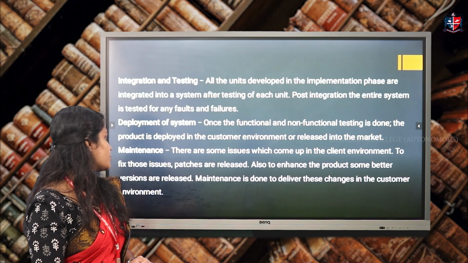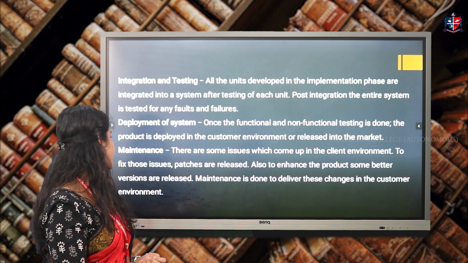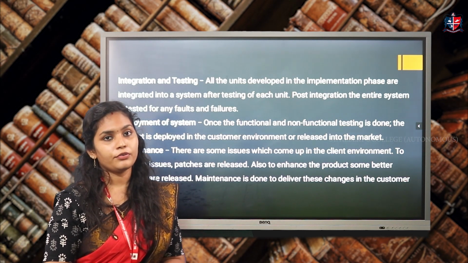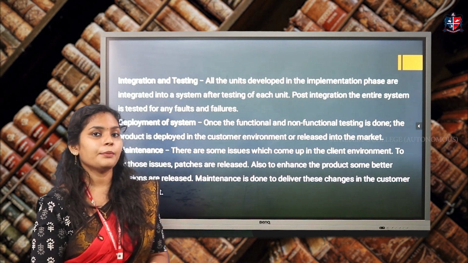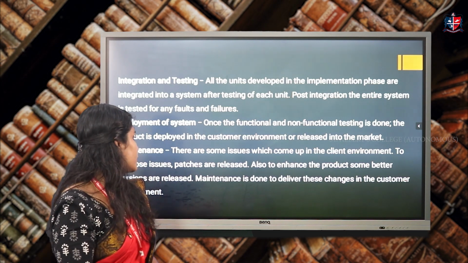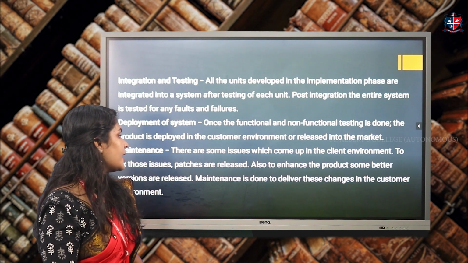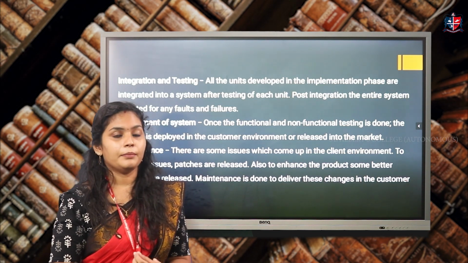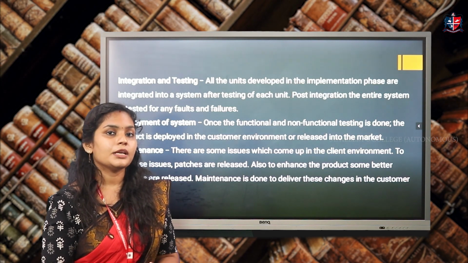To fix those issues, patches are released. Also, to enhance the product, some better versions are released. Based on the customer's requirements, the developer will maintain the product based on the changes that happen in the environment. Maintenance is done to deliver these changes in the customer environment.